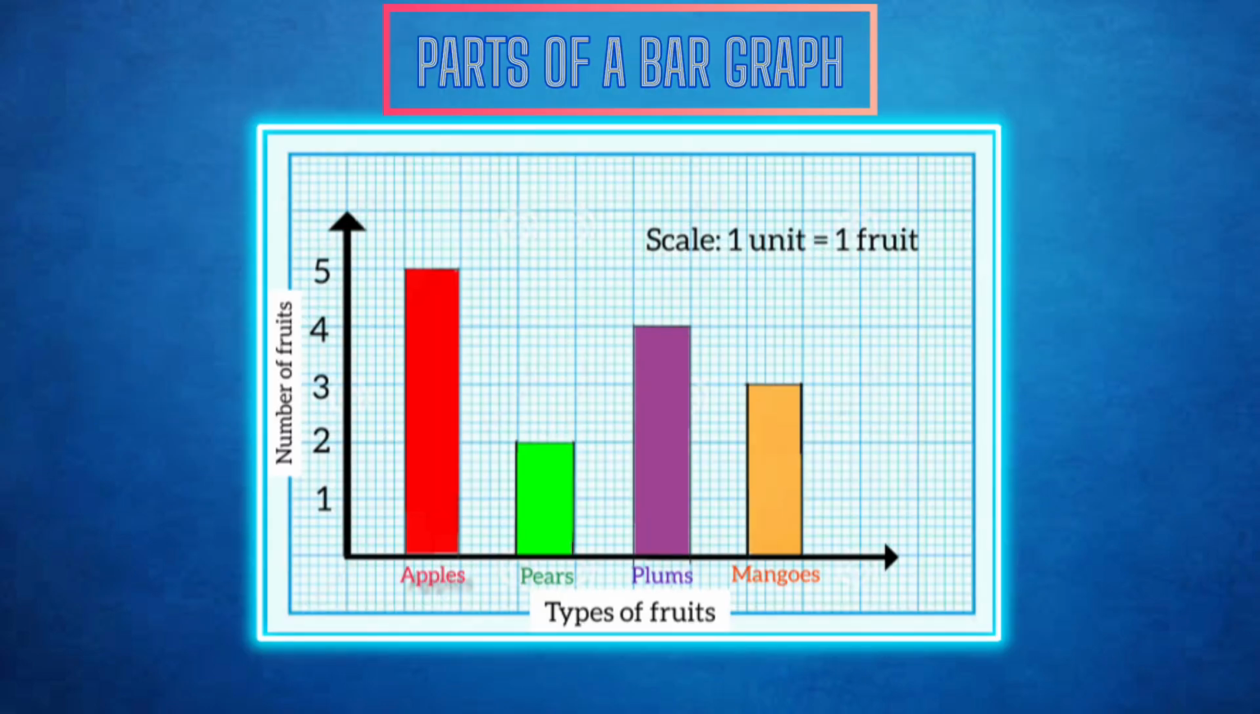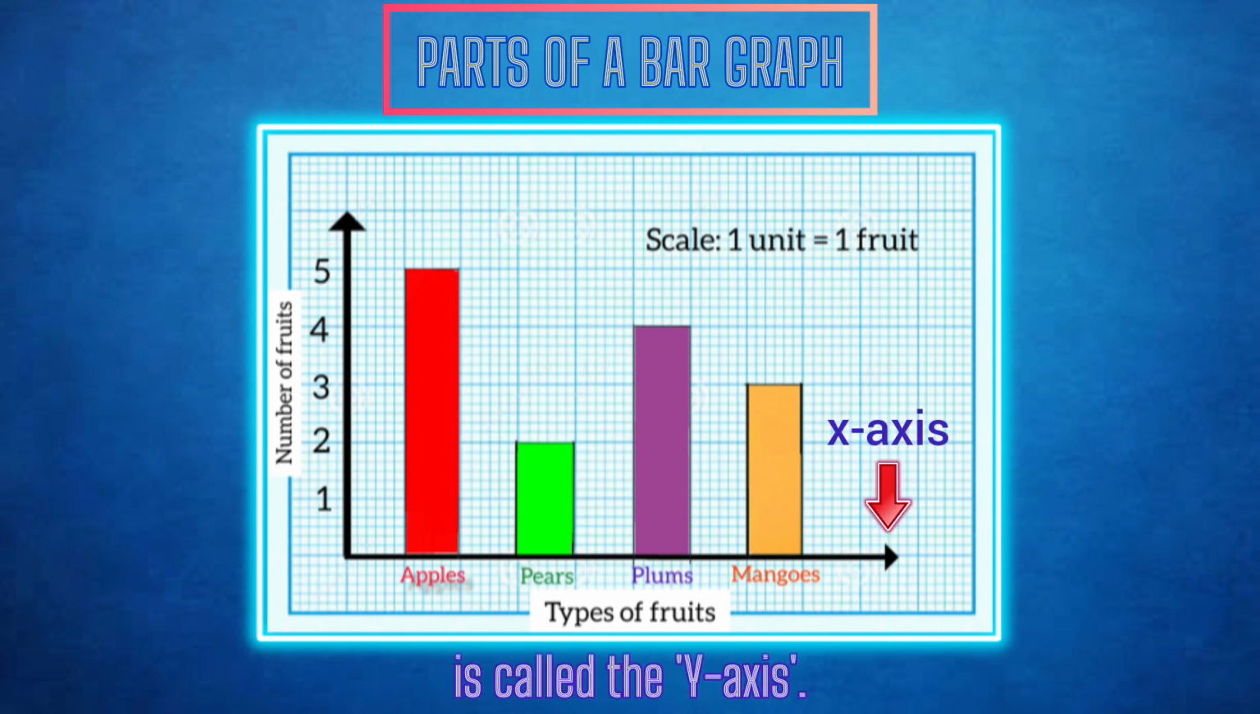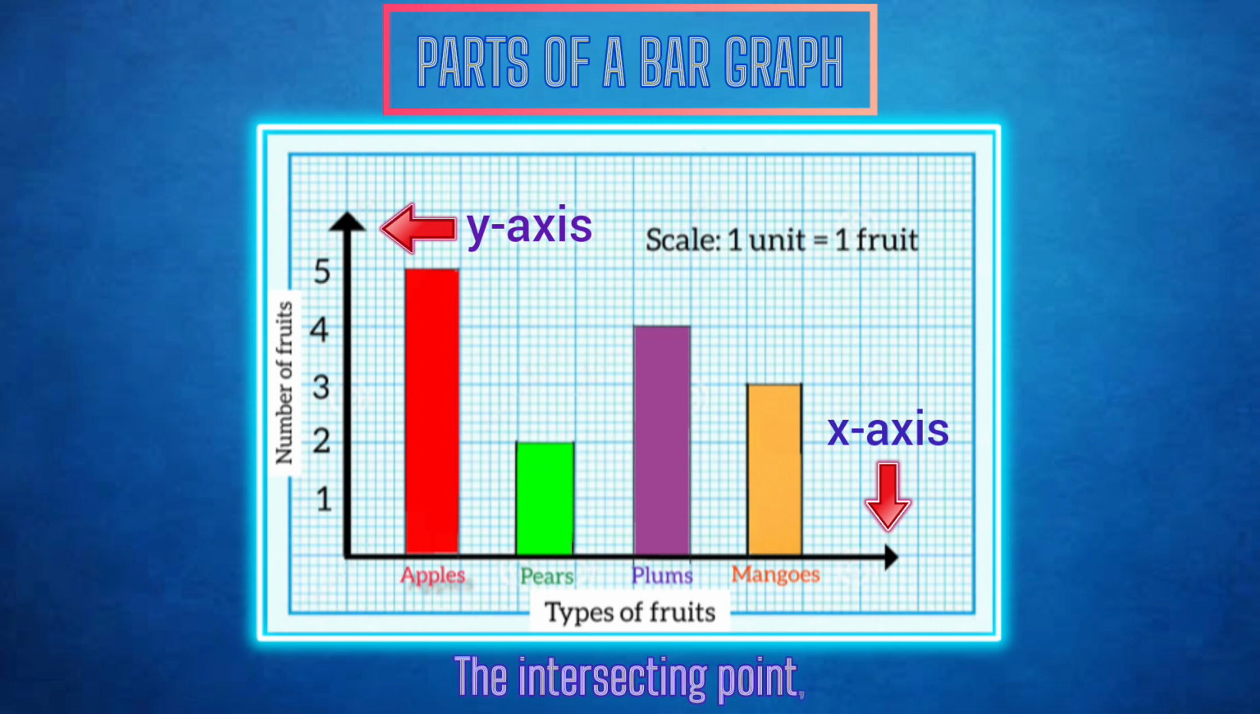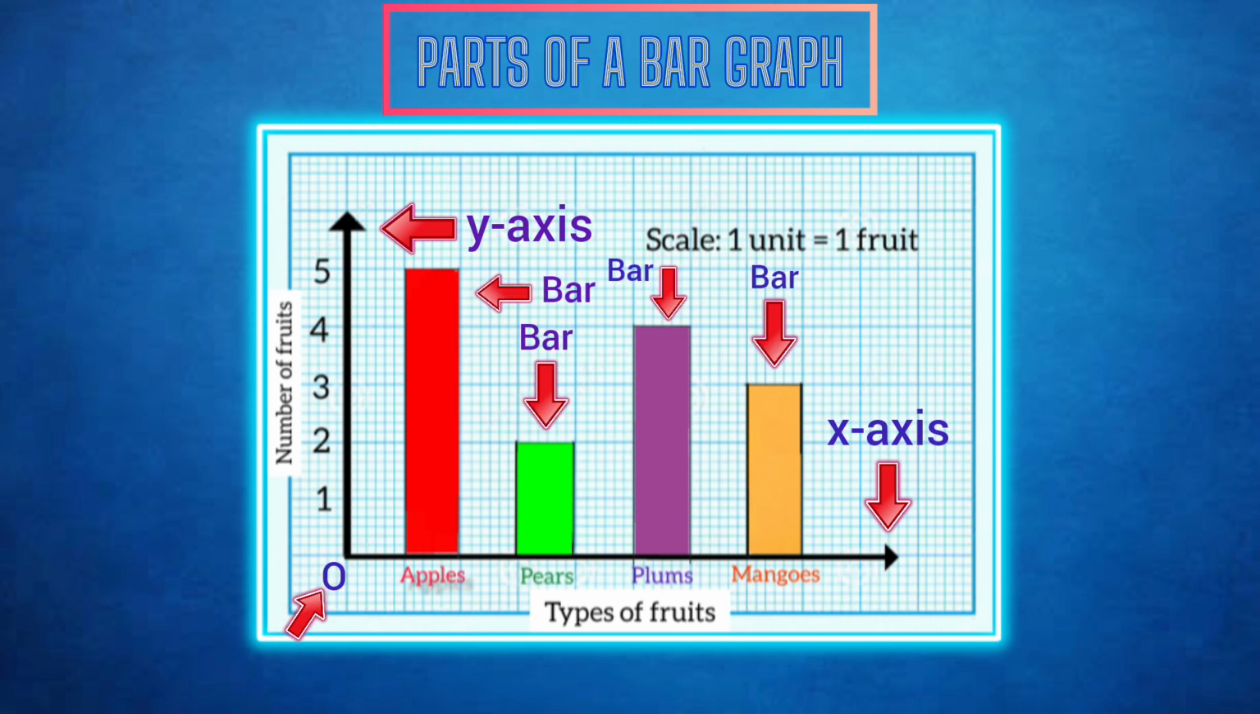Parts of a bar graph. The horizontal line right here is called x-axis. The vertical line right here is called y-axis. The intersecting point right here is represented by O, meaning origin, and these are called the bars. This is known as scale.